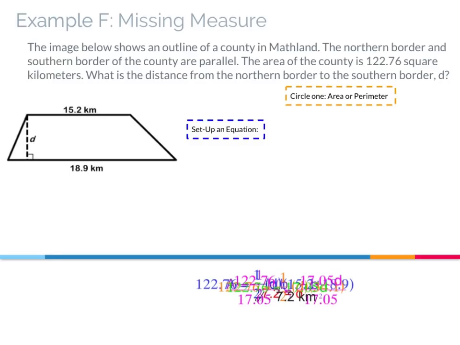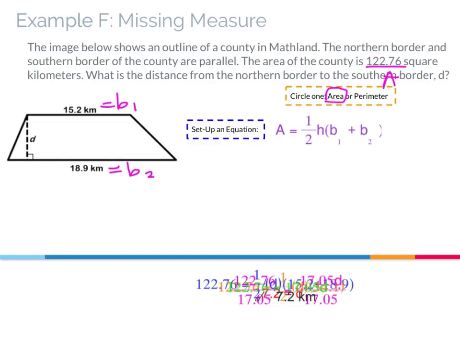For this problem, we need the area formula of this county, and this county happens to be in the shape of a trapezoid. So the area of a trapezoid is equal to 1/2 times the height times base 1 plus base 2. Now we need to substitute our variables into our formula, and we're given the area, which is 122.76 square kilometers, so that's A. We don't know what the height is, that's what we're solving for, so that will be D. And we have our base 1 of 15.2 kilometers and our base 2 of 18.9 kilometers.